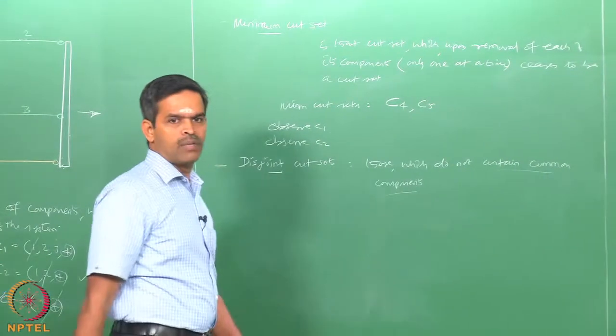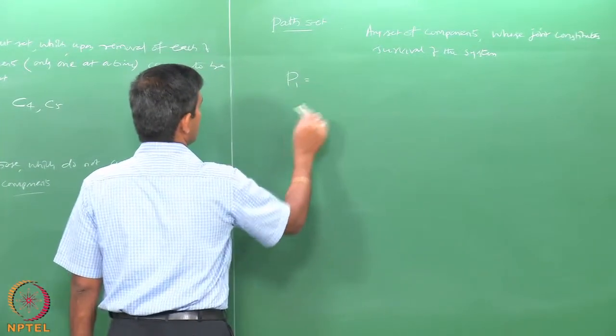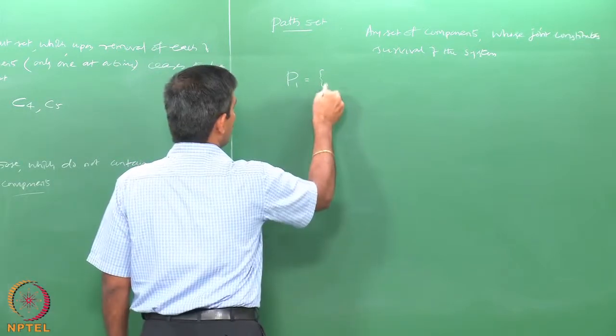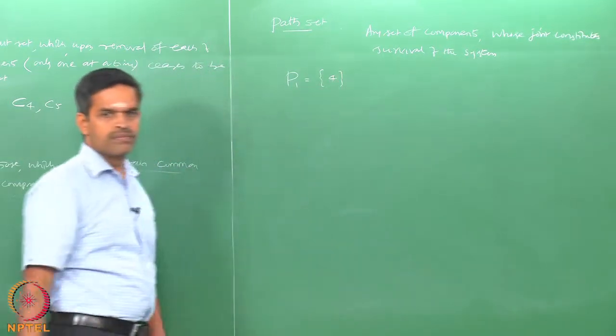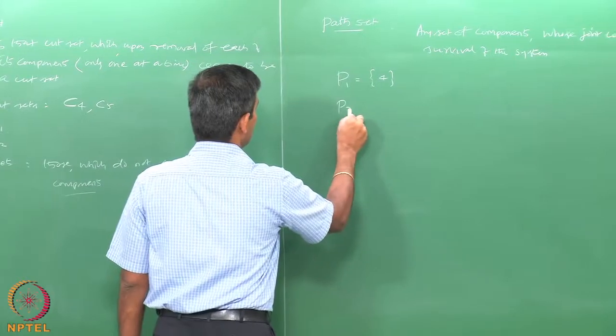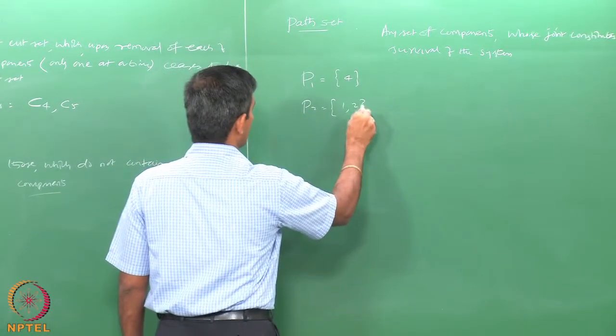Let us take the same example again here. Let us write down the path sets. P1, let us say, is going to be 4, that is this connection. There is one path. P2 came with the other path, which is 1, 2, which is going to connect 1, 2.